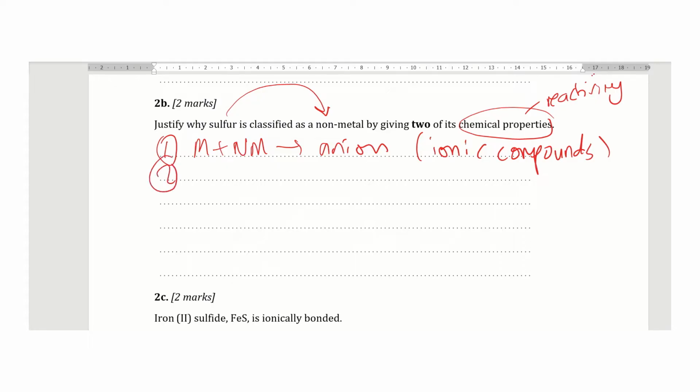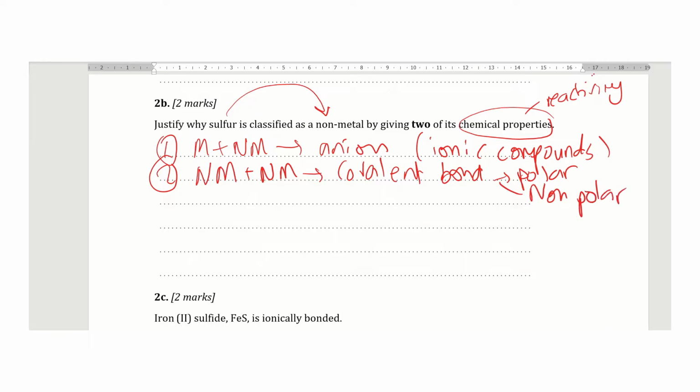Second of all, I know that sulfur is also a non-metal. So if a non-metal reacts with another non-metal, in this case, I'm going to have a covalent bond. And this covalent bond, depending on what the sulfur is reacting with, can be polar or non-polar. So these are two examples of chemical properties of sulfur that classify it as a non-metal.